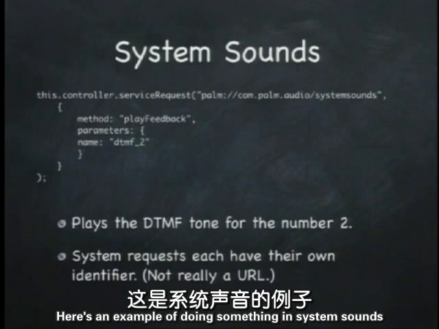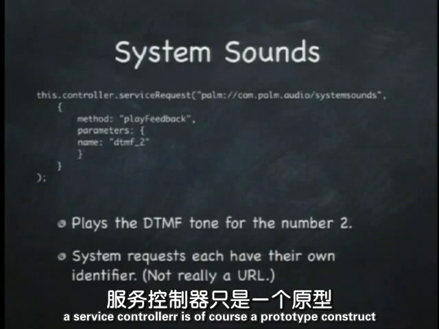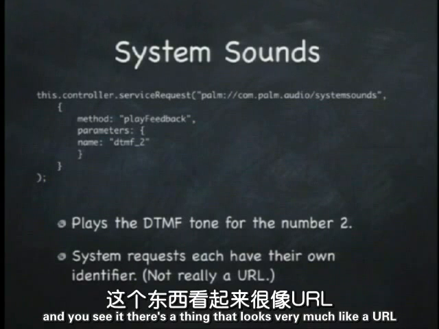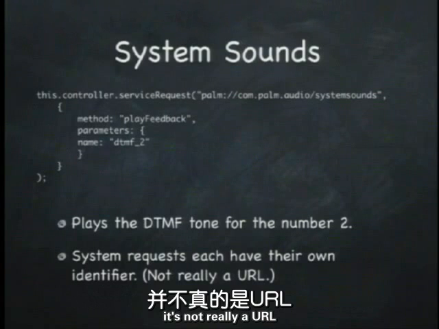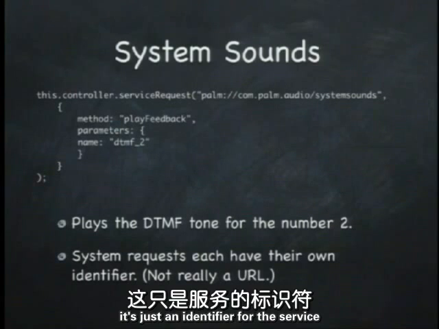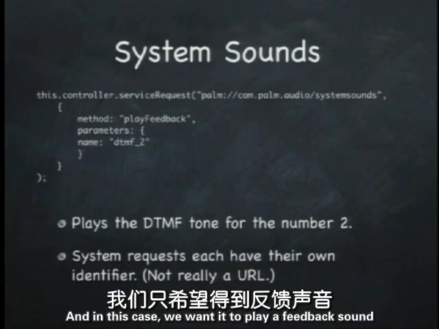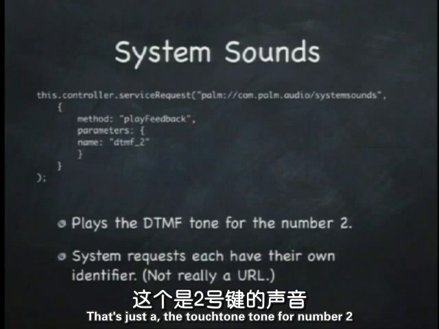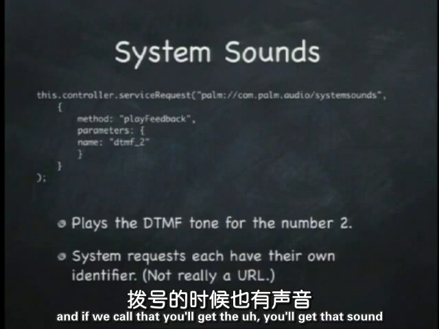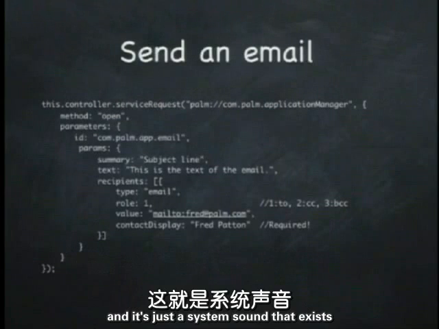Here's an example of doing something in system sounds. It's a question of doing a service request. This controller, of course, is a prototype construct. And you see there's a thing that looks very much like a URL, pom://com.pom.audio system sounds. It's not really a URL. It's just an identifier for the service. So don't think of it as going to a website somewhere. In this case, we want to play a feedback sound, and we're going to look at DTMF2. That's just the touch tone for the number 2, and if we call that, you'll get that sound. And it's just a system sound that exists.